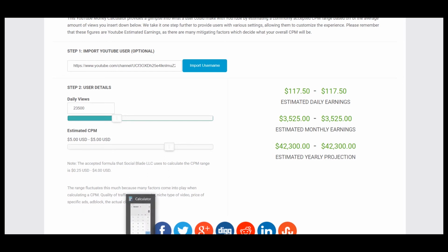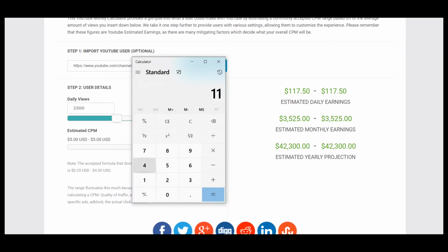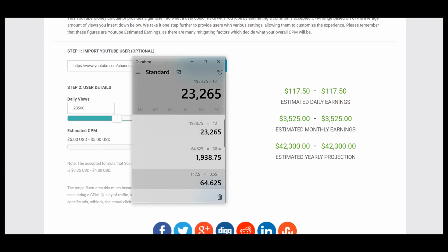So let's count. This is daily earnings, $64. For a month, it will be $1,938. And for a year, it will be $23,265. So this is a better projection for the YouTuber.